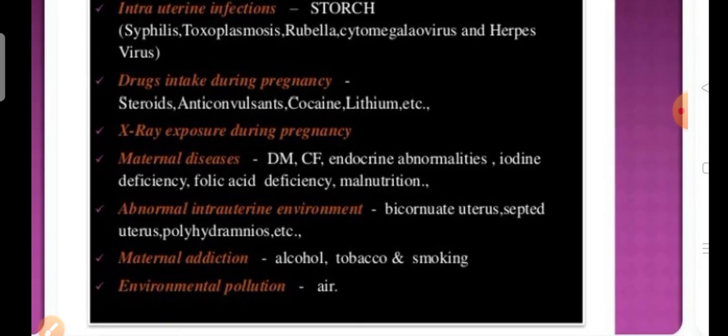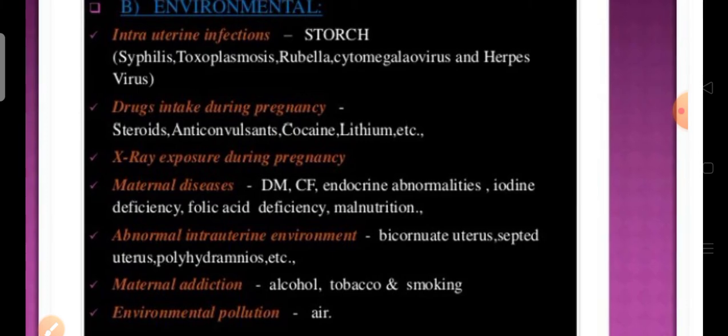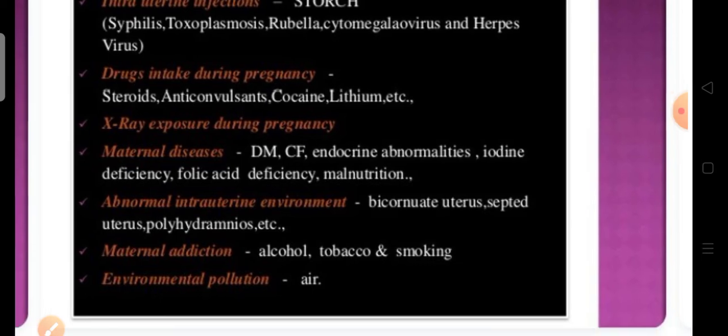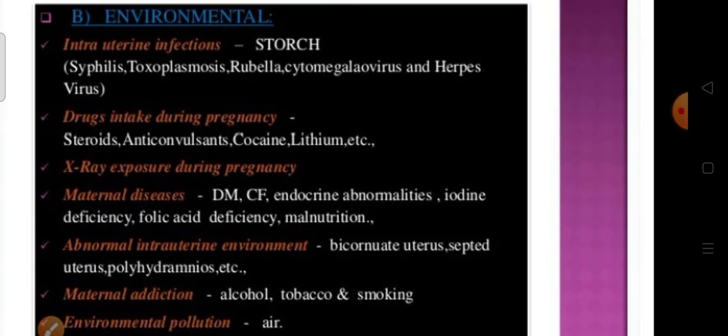Next, abnormal intrauterine environment, like abnormal structure of the uterus. The normal position of the uterus is anteflexion. Other than that, like a bicornuate or double uterus, or polyhydramnios, this also affects the baby. Next, maternal addictions. If the mother is addicted to alcohol, tobacco, and smoking, it will also affect the baby. Next, environmental pollution: inhaling contaminated or polluted air will also affect the baby.